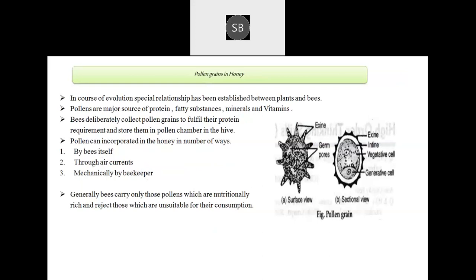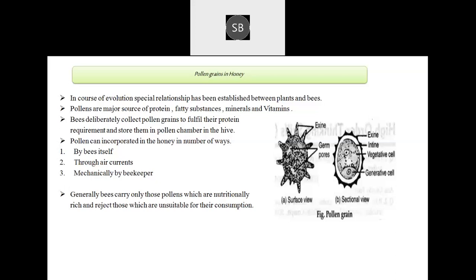Now, what is the role of pollen grains in honey? Honeybees and flowering plants have been considered as an example of coevolution and mutualism, where plants provide nectar and pollen to the honeybee, while wandering from one plant to another, pollinate them.